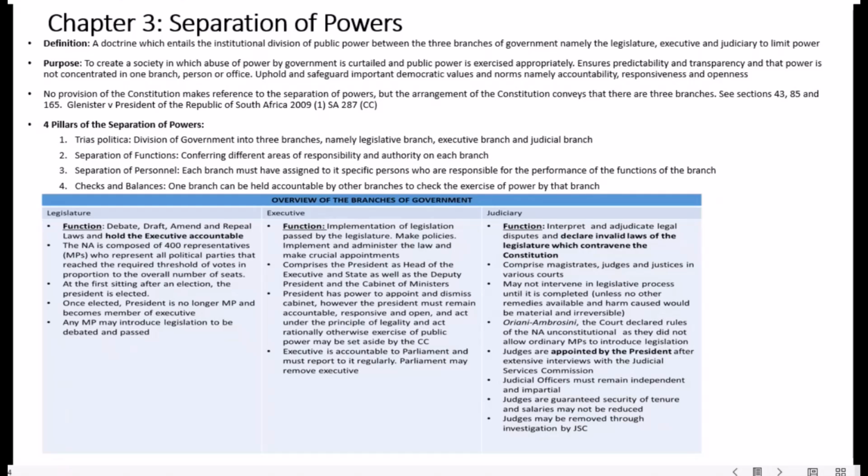And then judges are appointed by the president after extensive interviews with the Judicial Service Commission. Judicial officers must at all times remain independent and impartial, and judges are guaranteed security of tenure, and salaries may not be reduced. Judges also may be removed through investigation by the Judicial Service Commission. So we see a big role for the Judicial Service Commission in the appointment and removal of judges, colleagues.